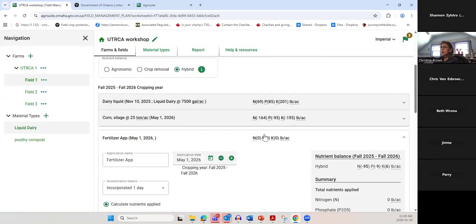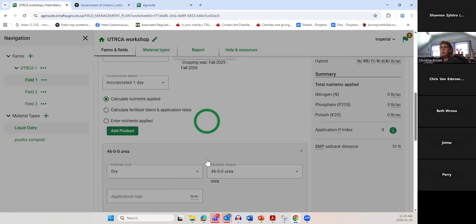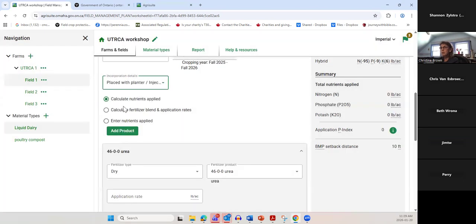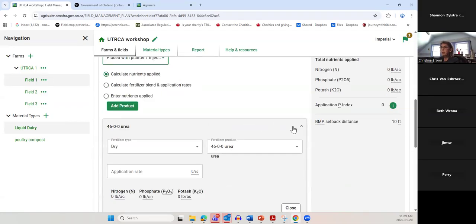And so there's two different ways I can do it. I can add it as, typical what I would do. So for example, I can say this is my starter, and it's going to be incorporated with the planter. So it's basically going to be a 2x2 blend. And it gives me the option of putting in the blend.